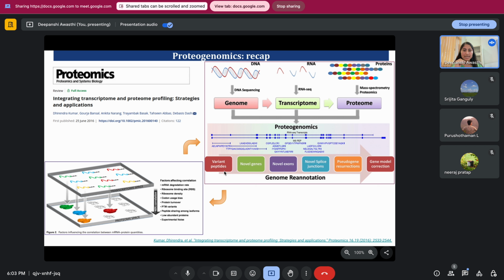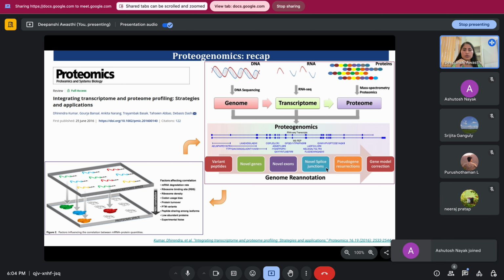So variant peptides can be identified with the help of proteogenomics, and there could be certain peptides which are not present in our proteome datasets. In that case also transcriptome analysis can help us, because we are designing a customized protein dataset by looking at our RNA data. So in that way we can predict that this novel peptide might have come from this particular transcript, if that transcript codes for a protein which is not currently available in the reference dataset. So novel genes and novel exons can also be identified with the help of proteogenomics, as we have seen in the previous session.